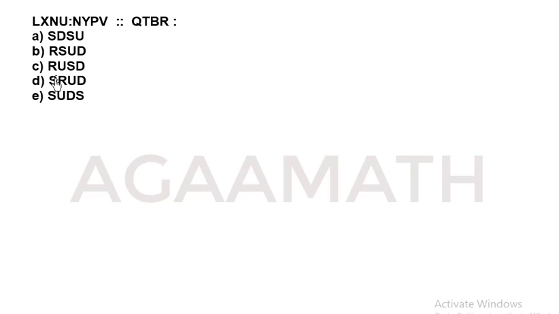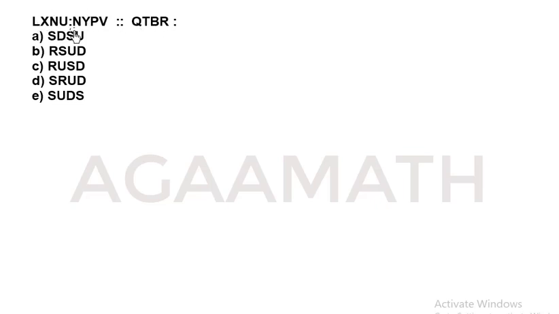Today we are going to learn about coding and decoding, that is letter coding. As we have seen in the previous class, there are a total of 5 types. The first type is letter coding. The first question is: LXNU is coded as NYPV. Then how do we code QTBR?